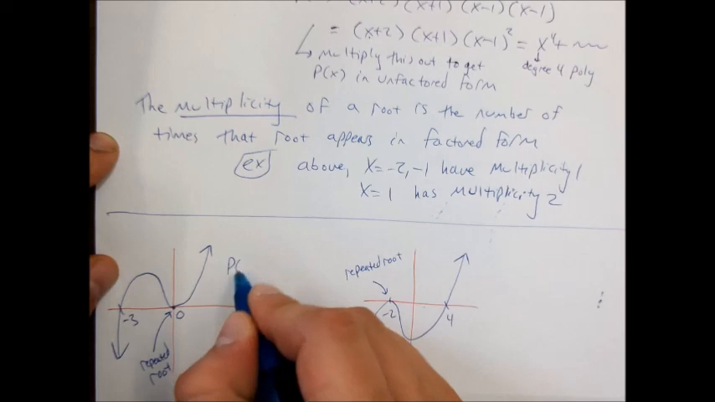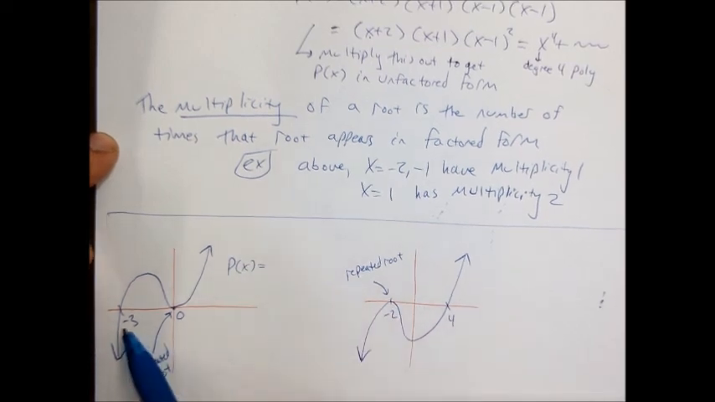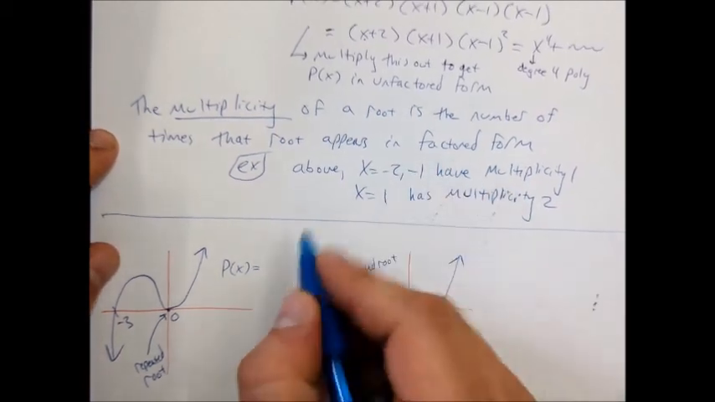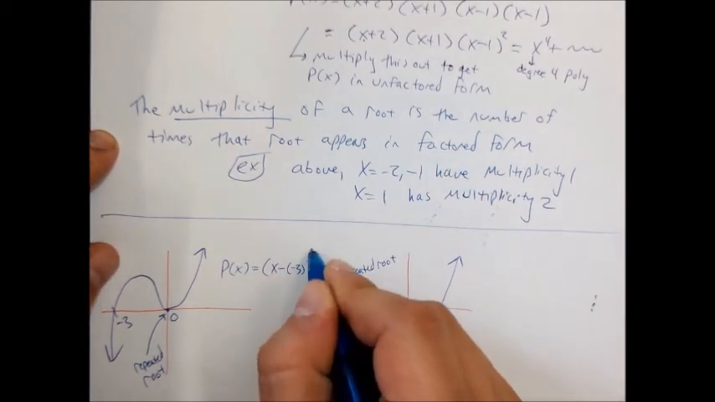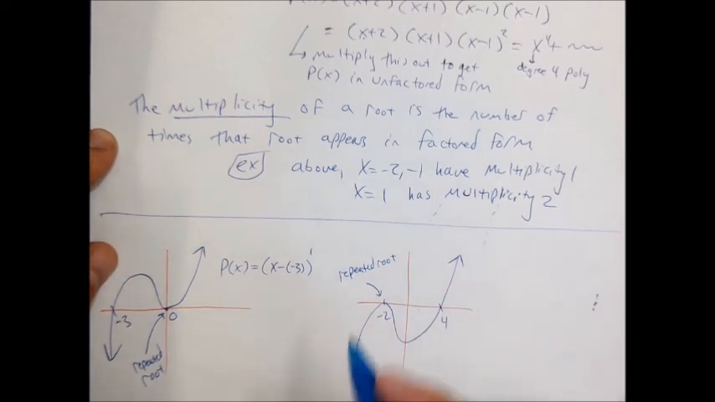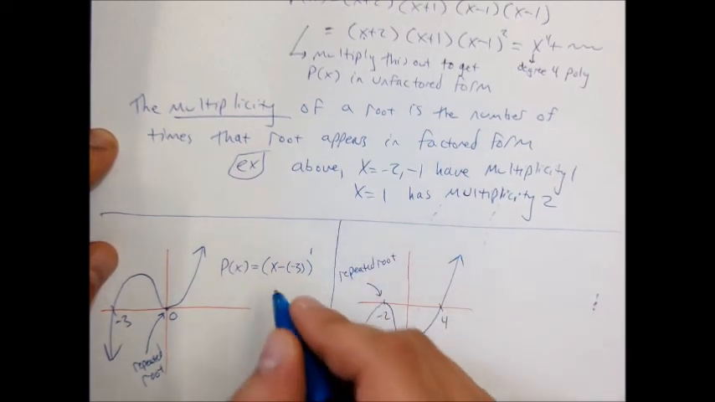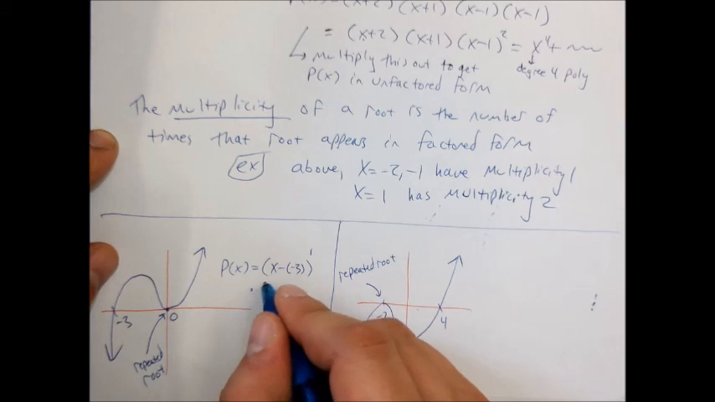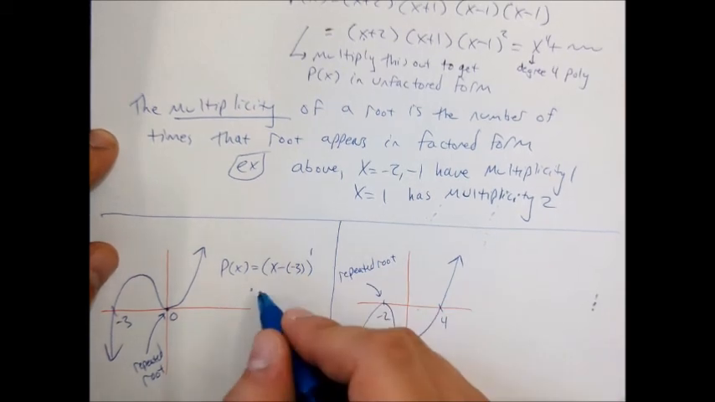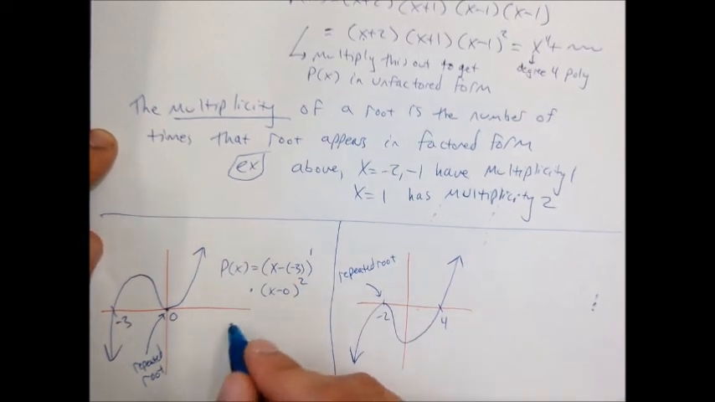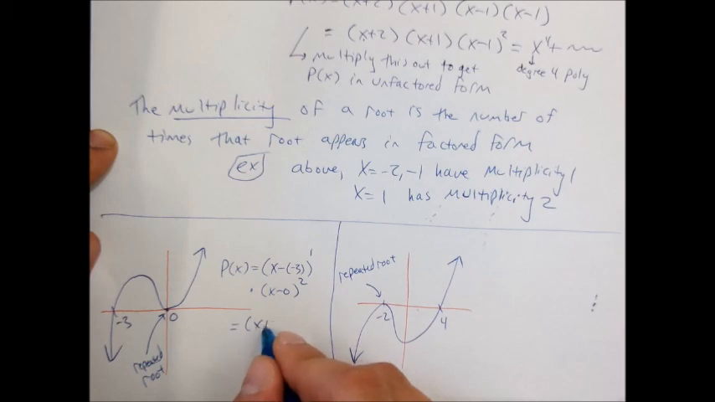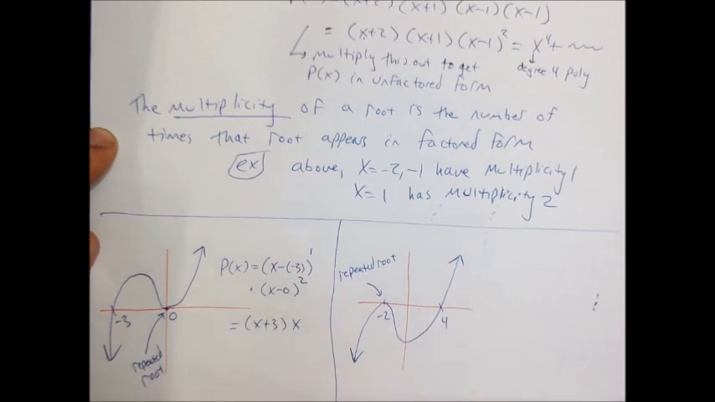All right, so what about this first one? So we've got a root at -3, and it's a single root. We'll assume it's a single one. And so we get x minus -3 to the 1. And that's going to be multiplied times x minus 0, and it's a repeated root, and so we put a squared on it. And so in other words, our answer here is x plus 3 times x squared.